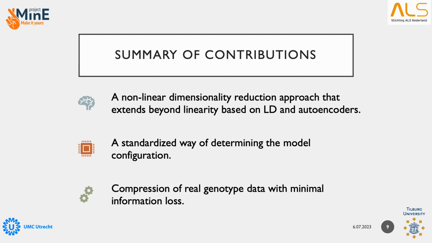Third, we show on an entire chromosome that using autoencoders to compress haplotype blocks can achieve a compression of the data to approximately 10% of the original size with a reconstruction accuracy around 99%.